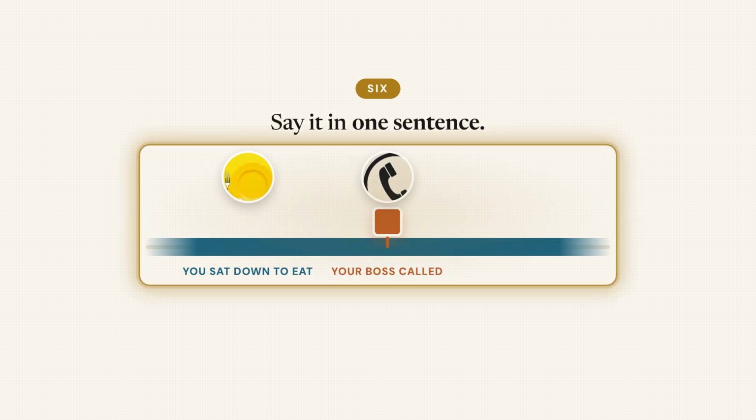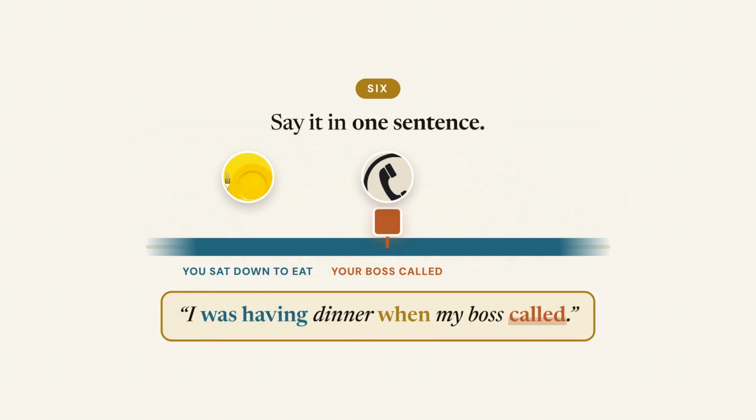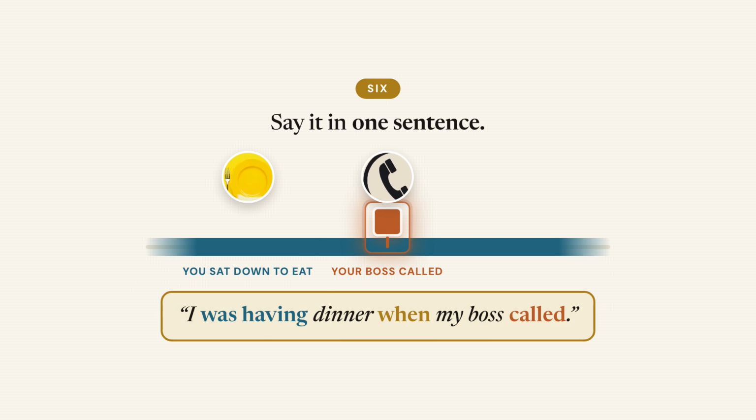6. Now build the sentence yourself. Here's the situation. You sat down to eat. Halfway through your meal, your boss called. Say it in one sentence. I was having dinner when my boss called. The dinner is the scene. You're in the middle of it. The call is the whole event that lands inside it.